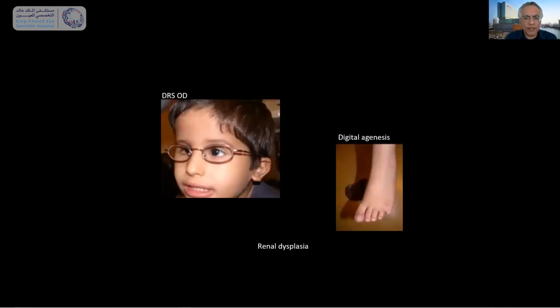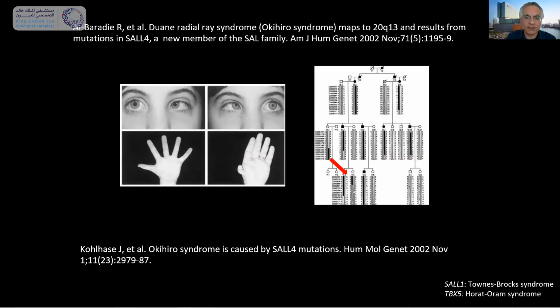So here's a boy with Duane syndrome in the right eye. He's got digital agenesis. He also has renal dysplasia. These are features that make you think something else is going on, and it's actually the SALL4 phenotype. SALL4 is a transcription factor that is responsible for the sixth nerve and for the digits. When it's mutated, you get this variable expressivity for a condition that's been called Duane radial ray syndrome, sometimes called Okihiro syndrome as well. These also carry risk for renal problems.